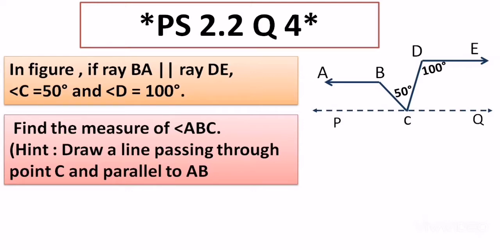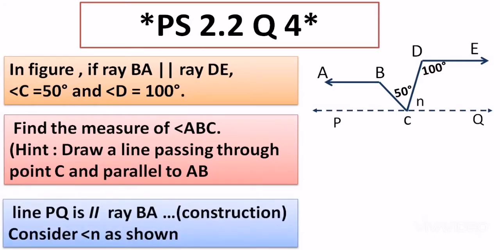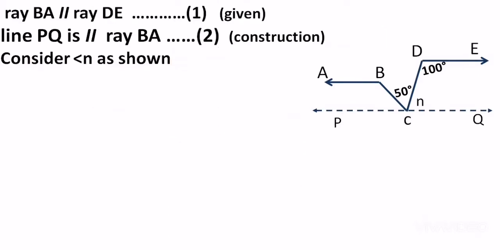If you observe the diagram properly, you will come to know that we can take angle N the way it is shown, right? And that angle N is nothing but the interior angle for 100 degrees, that is angle D. And the way I told you, if you make any changes in the diagram, you have to mention it in the construction part. Don't forget that part, okay? So here we go. Ray BA is parallel to ray DE, it is given to us. Line PQ is drawn parallel to ray BA, that is the construction done by us, right?